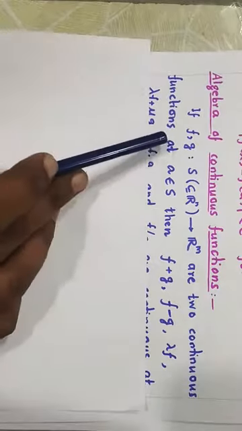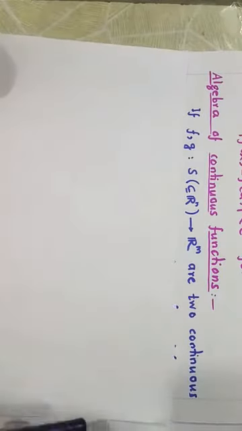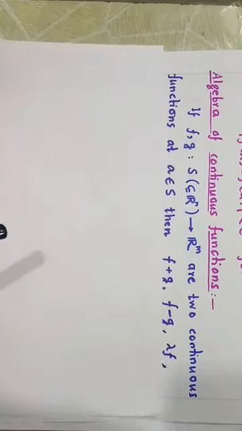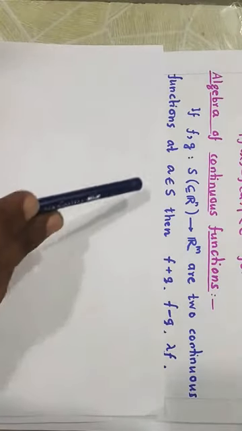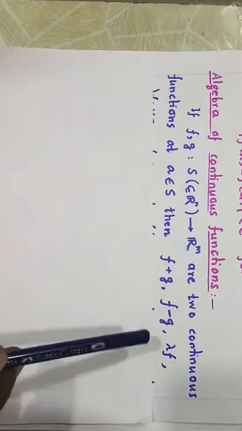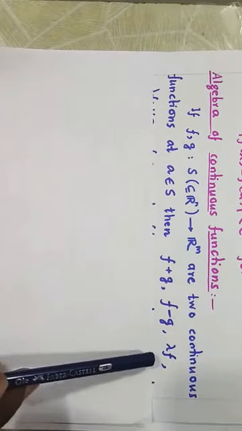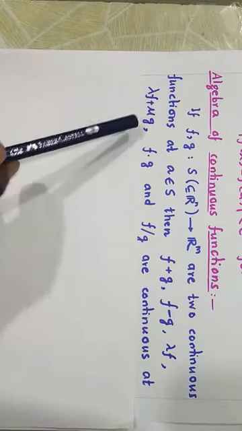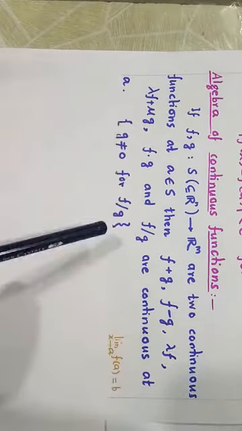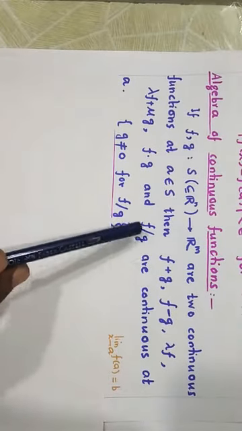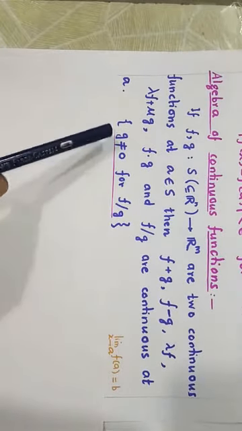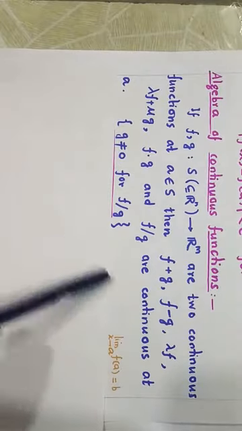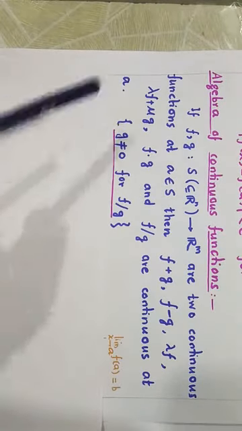If f and g are any two functions from Rn to Rm, both of them continuous at some a, then f plus g, f minus g, lambda f, lambda f plus mu g, f into g, and f upon g are continuous. For the last function, g should be the denominator, g should not be equal to 0. So all of these are continuous functions at a.